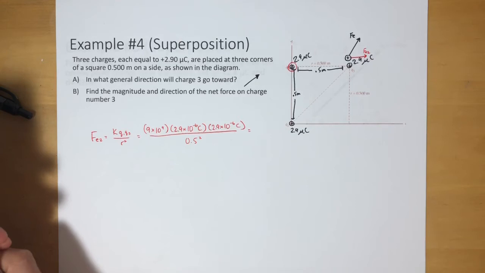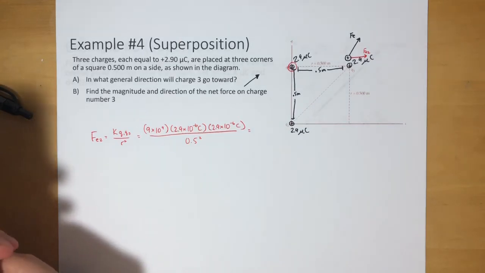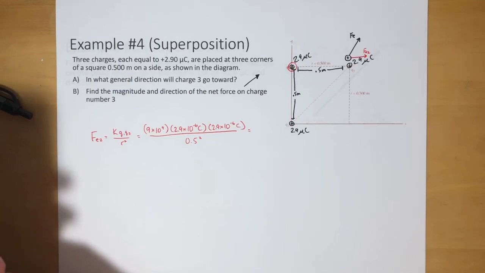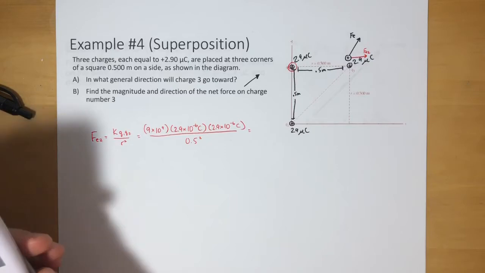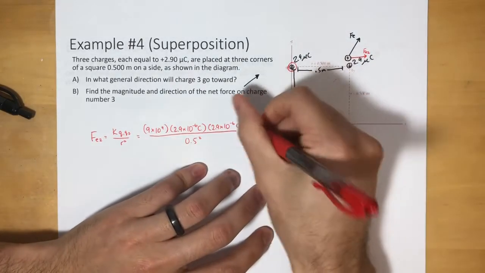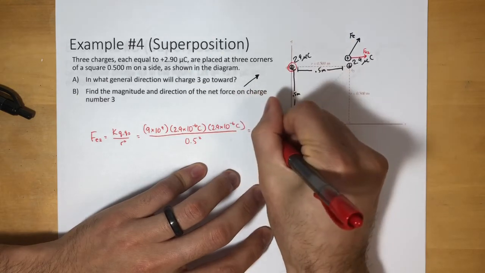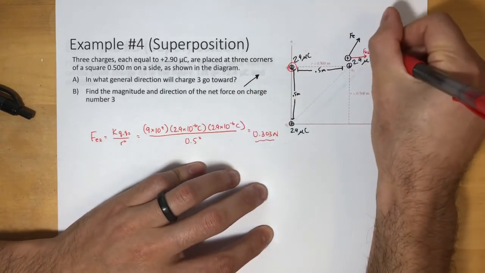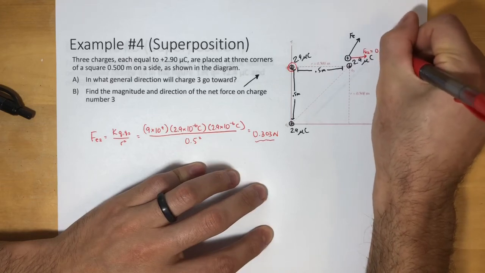Again, I wanted to say that the hard part of this is putting it into your calculator correctly. At least that's what I think. So make sure when you're doing that, you're taking your time and putting it into your calculator correctly. 2.9 times 10 to the negative 6 divided by 0.5 squared. And we should get around 0.303. So it's going to be 0.303 newtons. I'm going to put that right here. This is equal to 0.303 newtons.